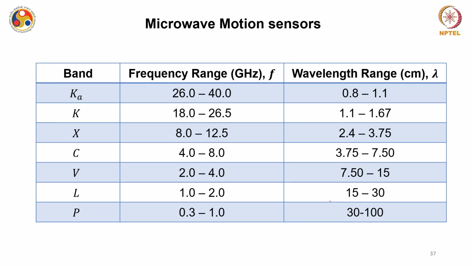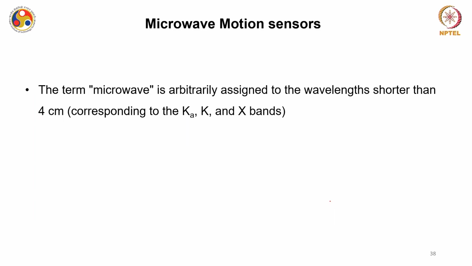Okay, so there are various bands of microwave motion sensors, or microwave basically. You have K band, X band, C, V, L, P, different bands, which have different frequency ranges. Like for the K band it is 26 to 40 gigahertz, for the lower K it is 18 to 26.5 and so on. The term microwave is arbitrarily assigned to wavelengths shorter than typically 4 centimeter, which corresponds to K and X bands.